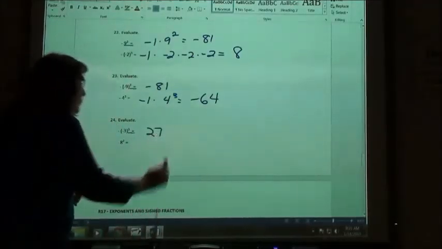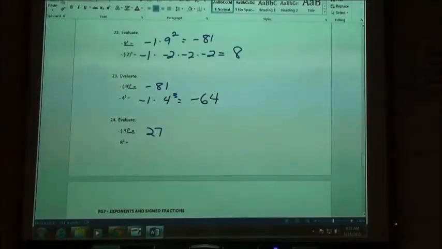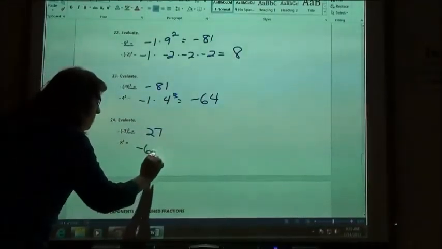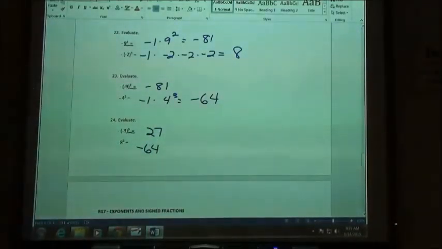And on the bottom one, is that one going to be a positive or a negative? Negative, because there's just that 1 negative on the outside. So -64. 8 squared, 64.